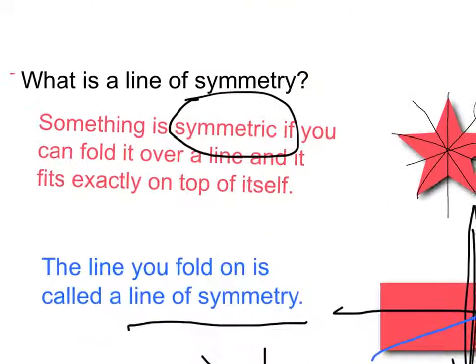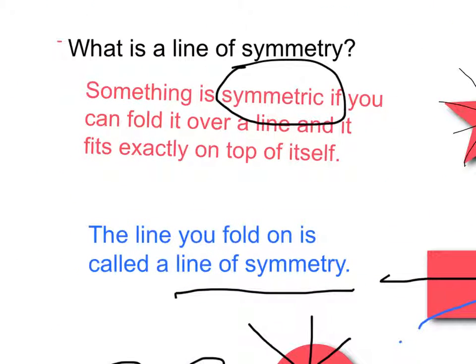Let's go back and review that something is symmetric if you can fold it over a line so it's exactly on top of itself, and the line that you fold over is called a line of symmetry.